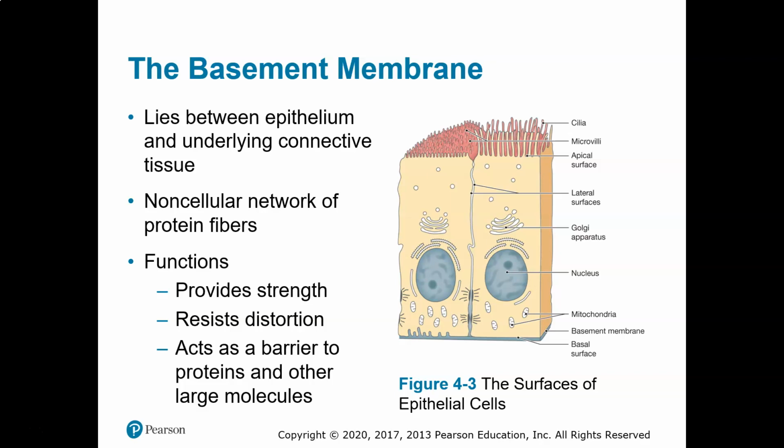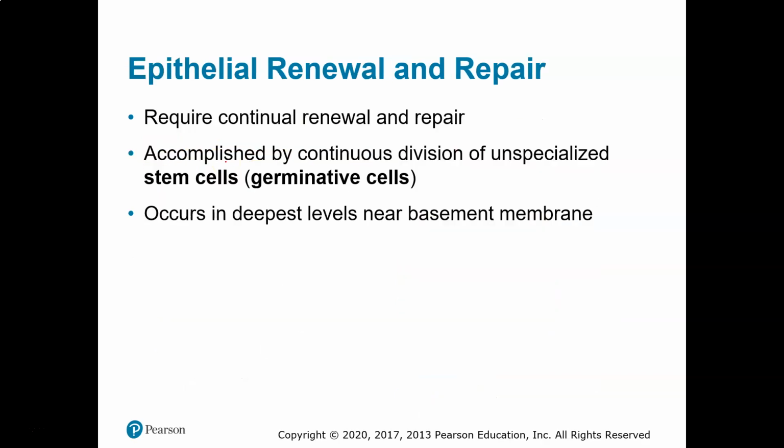The basement membrane lies between the epithelial cells and the underlying connective tissue. It provides strength, resists distortion, and acts as a barrier to proteins and other large molecules. So the main thing is that it lies between the epithelial tissue and the underlying connective tissue.